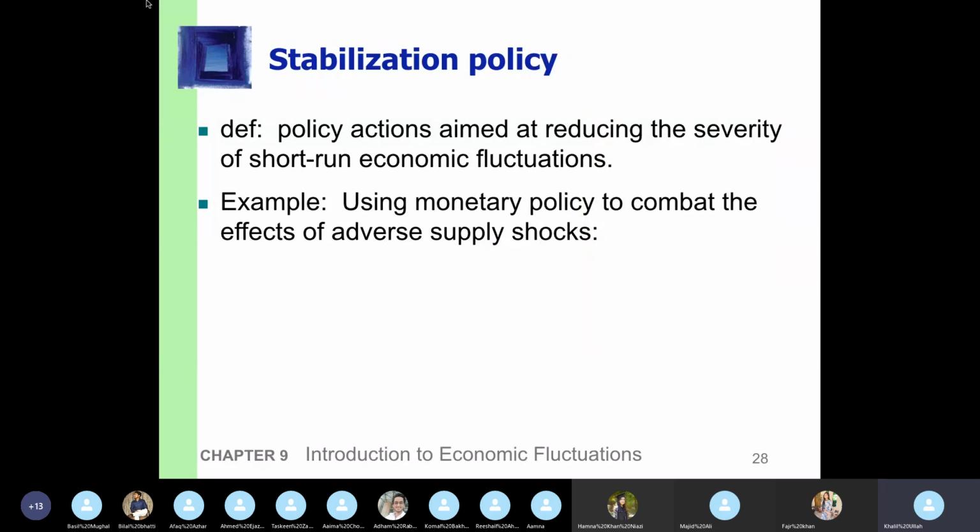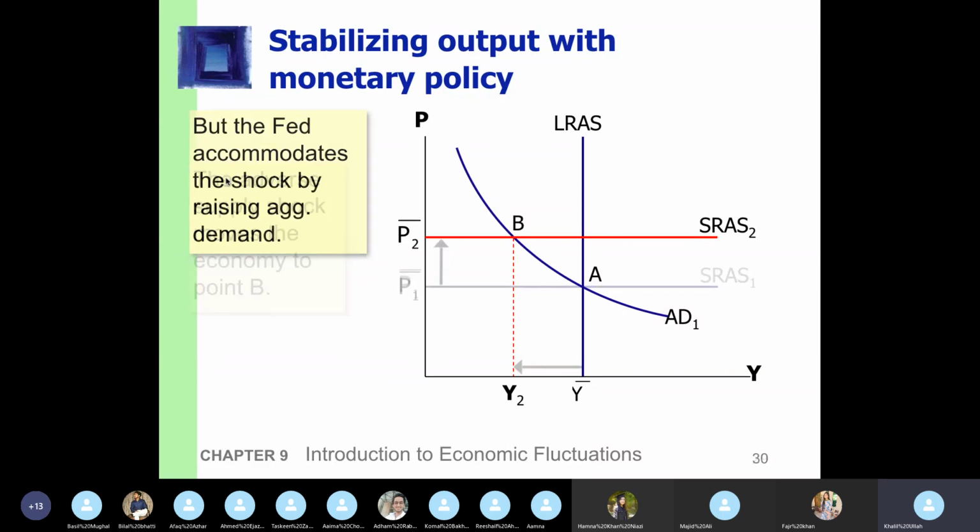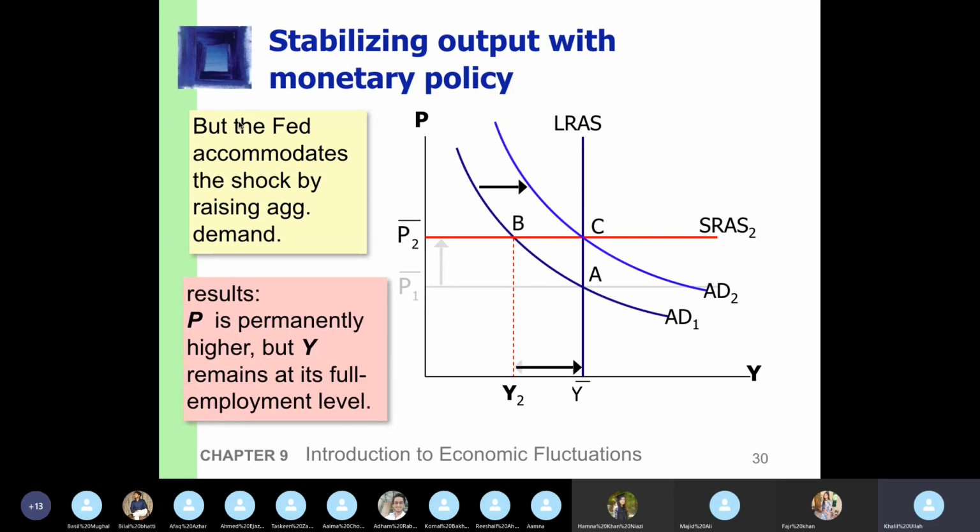Stabilization policy we've already discussed. These are policies that try to reduce the impact of these shocks or fluctuations that are happening in the economy. And normally, the monetary policy by the State Bank of Pakistan is used to reduce these shocks. We've discussed this case, I think. So, in order to reduce this adverse shock, the economy being at point B, money supply is increased, aggregate demand moves forward, and the economy is stabilized at point C. People get their jobs back, but prices are now permanently higher.